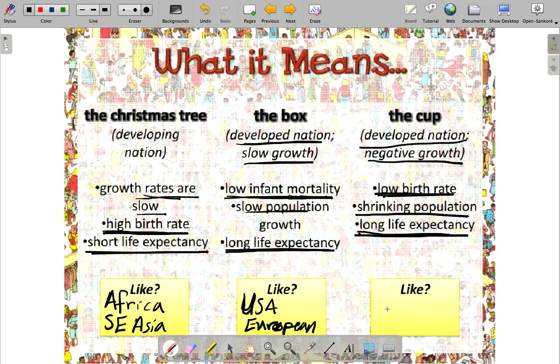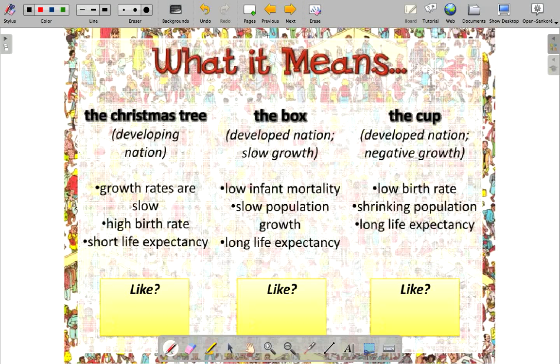Where might you see this? I believe if you do some research, you might find that Germany is one of these countries that has a cup figure. Also, Japan is famous for having this problem. So what's going to happen? Eventually, their population is going to shrink. They're going to have to find ways to deal with a smaller population. And we talked about the consequences of that. What might they have to do?